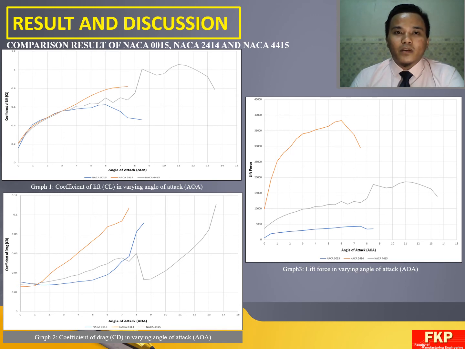Next, it is clear from graph 2 that NACA 2414 has a higher initial value of drag coefficient, at a value of 0.10698 at an angle of attack of 7.5 degrees, compared with NACA 0015 and NACA 4415, while the NACA 4415 takes over due to its wide range of angle of attack at 13.5 degrees. In addition, from graph 3, it can be seen that NACA 2414 can generate a very high amount of lift force, at a value of 38195.4 at an angle of attack of 6 degrees, as compared to NACA 0015 and NACA 4415.